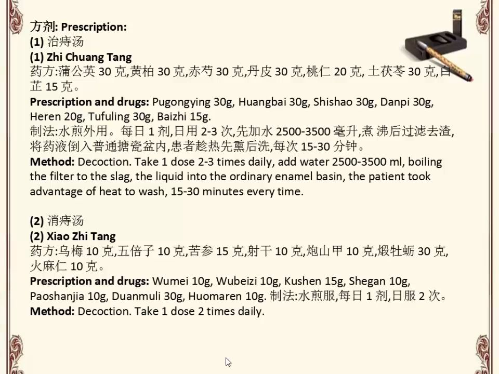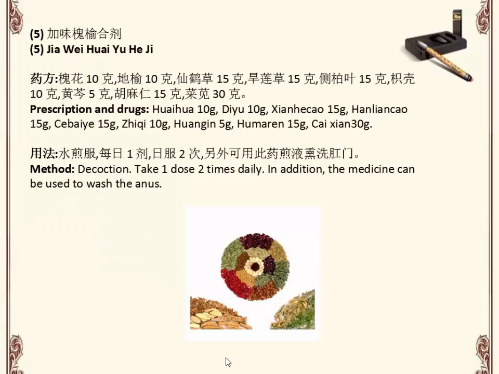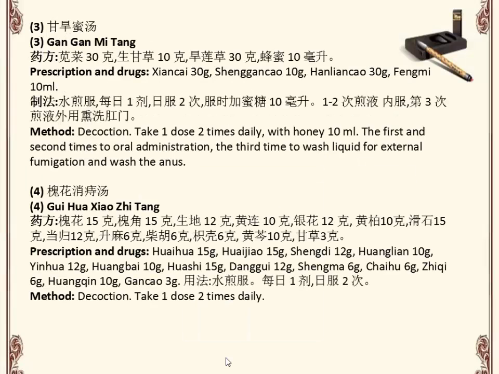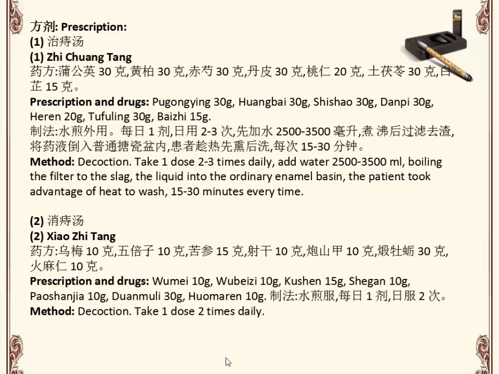Formulas, what formula do we use for spleen chi sinking? Of course, all right? This is the go-to formula for spleen chi sinking. Buzhong Yi Qi Tang. It's not written up there. Oh, let me see if it's coming along. Oh, it's not even there. Wow, look at that. Okay.